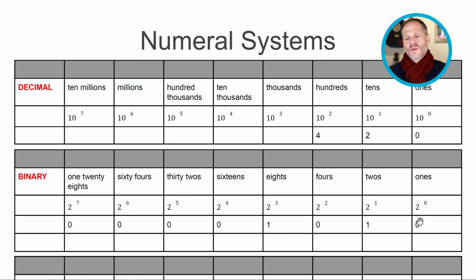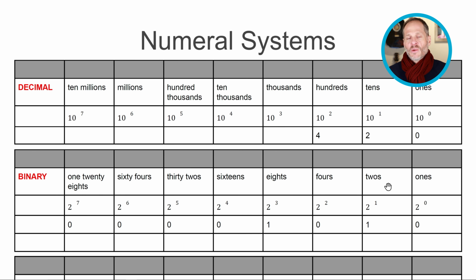And so we could have a 0 and a 1 here in the ones place. In any of these places, we could have a 0 and a 1. And so the way we represent numbers in binary is we say, hey, we got 1 eight. Just like up here, we said we had 4 hundreds and 2 tens. Here we have 1 eight and we have 1 two.